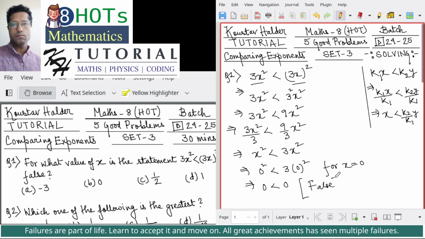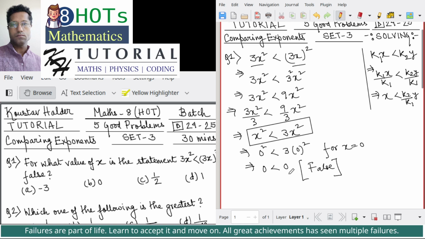This is a false statement. 0 is never less than 0, and 0 is also not greater than 0. 0 can be equal to 0, but 0 is never less than 0, or never greater than 0. So if I put x equals to 0, then we can clearly see that for x equals to 0, this inequality is false. So definitely the answer will be the choice B. And also notice, as a side note, that apart from 0, if you consider any value of x which is not 0, this inequality will always be true.